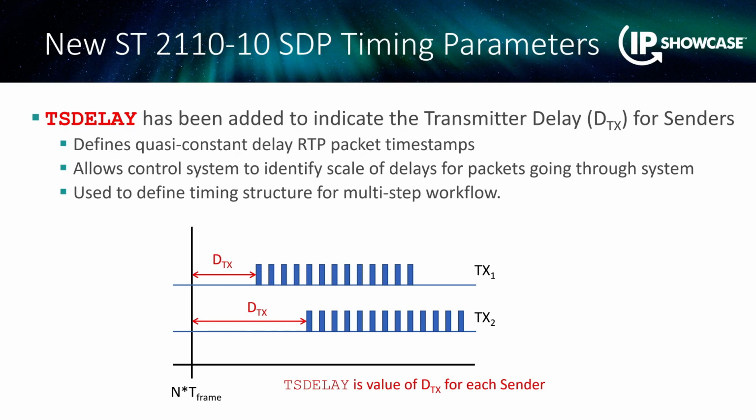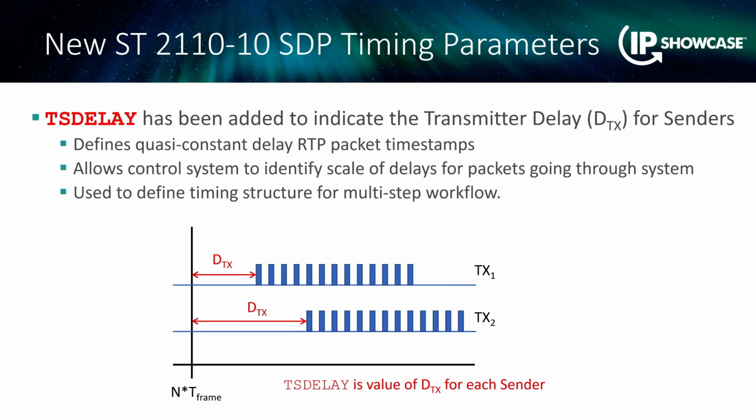So some of the new stuff that's in 2110, and this is the most significant change, I would say, out of all the updates that we have, is the definition of something called TSDELAY. The idea behind TSDELAY is that we want every sender to specify how far from their timestamp reference point to when the first packet gets emitted for that flow, okay?